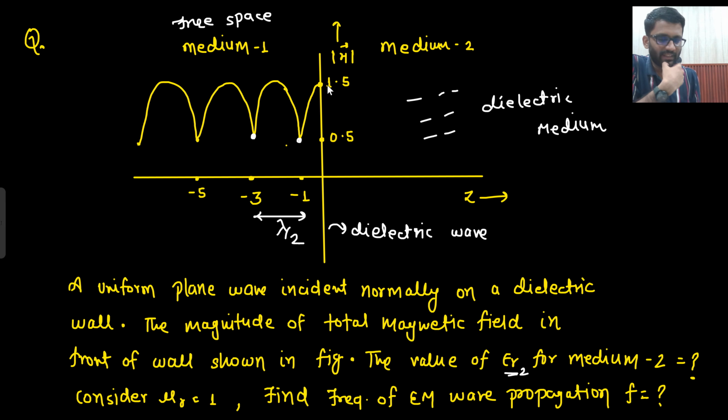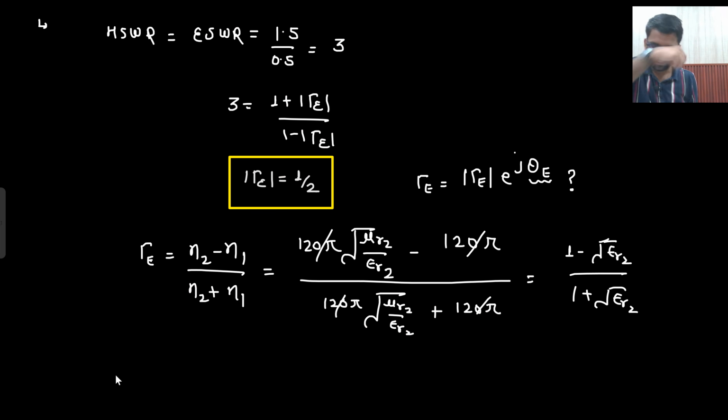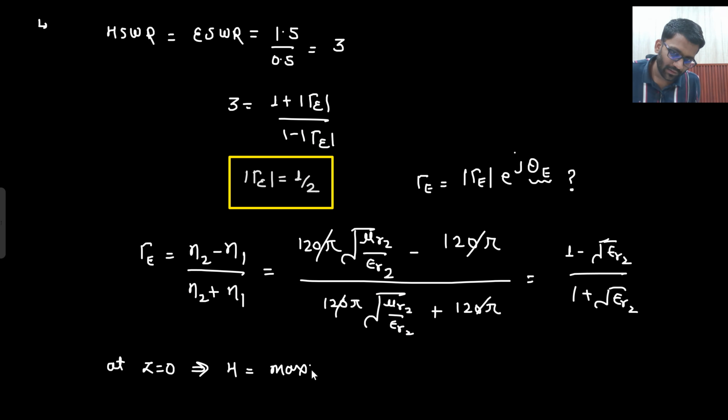What do I see? At z equal to 0, I am having H maxima. Whatever information I can get from the question, that is what I am writing. At z equal to 0, I am having H maxima. If you are having H maxima, that means certainly you would be having E minima. Say yes or no? So the conclusion is that at z equal to 0, you are having E minima.